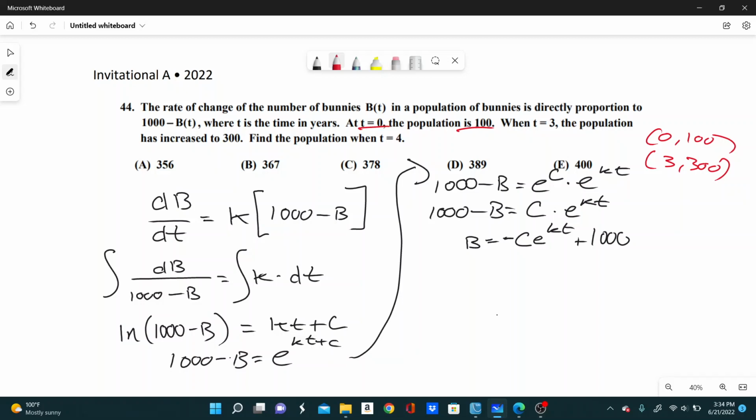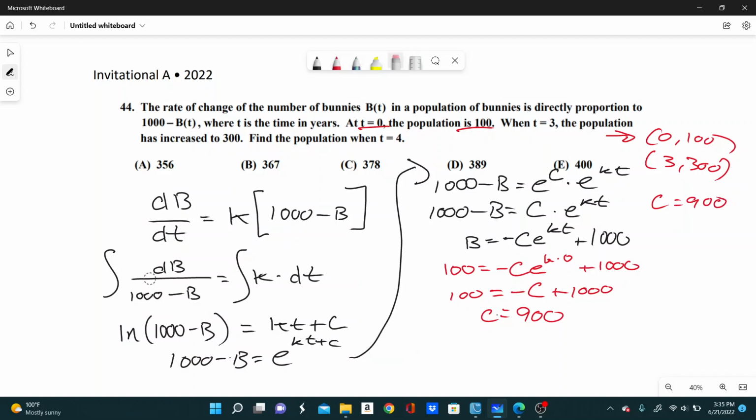To start with, I'm going to use this first point of (0, 100). At that time, B is equal to 100, and then it will be negative c times e to the k times 0, because time is 0, plus 1000. So 100 equals, well, k times 0 is 0, e to the 0 is 1, so this will just be negative c plus 1000. And so it looks like c is just going to be equal to 900. So we figured out that c is 900. I'm going to erase this so I have a little bit more room to work.